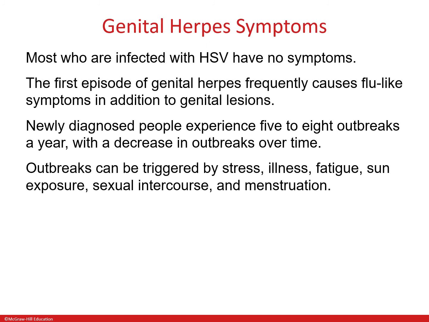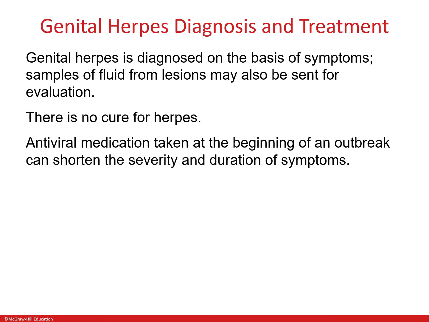Outbreaks can be triggered by stress, illness, fatigue, sun exposure, sexual intercourse, and menstruation. Genital herpes can be diagnosed on the basis of symptoms. A sample of fluid from the lesions may also be sent to a lab. Several blood tests can detect the presence of antibodies in the blood and may alert many asymptomatic people to the fact that they are infected.